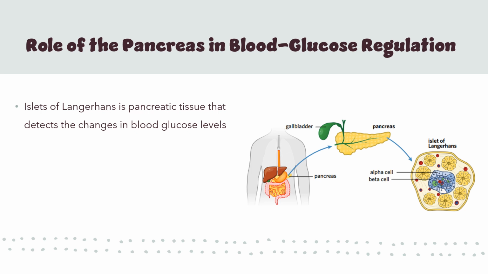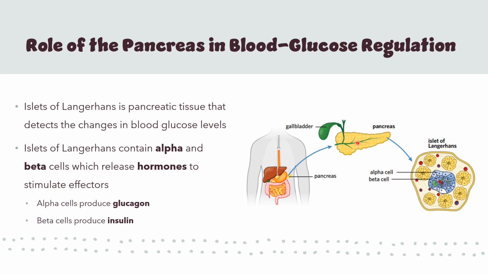The islets of Langerhans. This is a tissue inside the pancreas. The islets of Langerhans are made up of alpha and beta cells, and these alpha and beta cells release hormones. Alpha cells produce glucagon and beta cells produce insulin. It's important you know that the islets of Langerhans are a tissue in the pancreas, and they are made up of alpha cells and beta cells. Alpha cells produce the hormone glucagon, beta cells produce the hormone insulin.